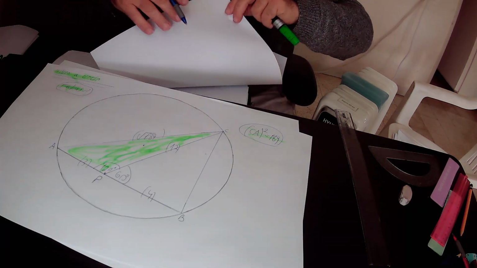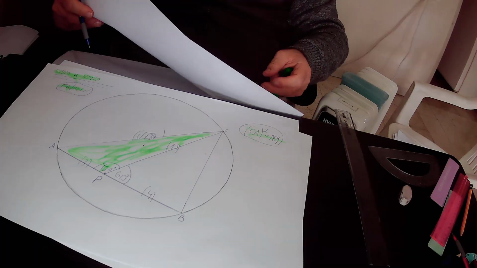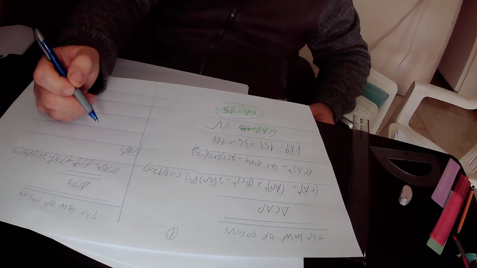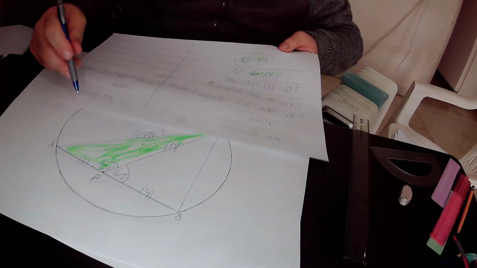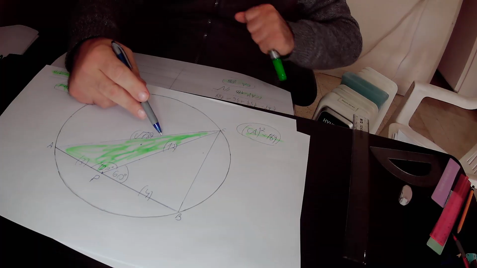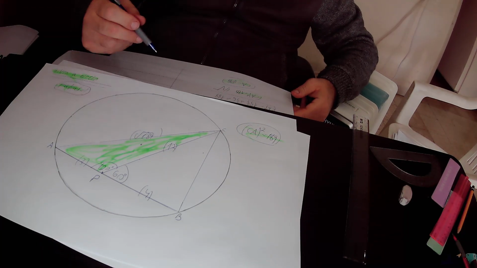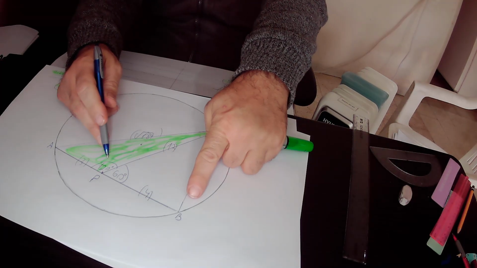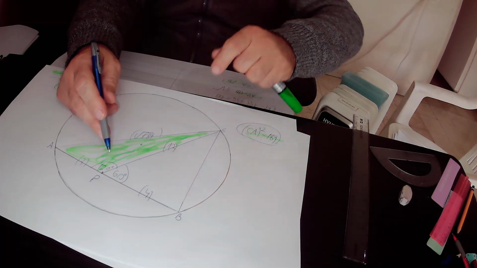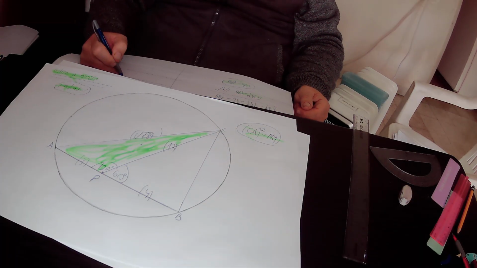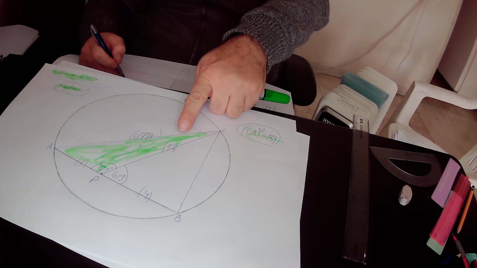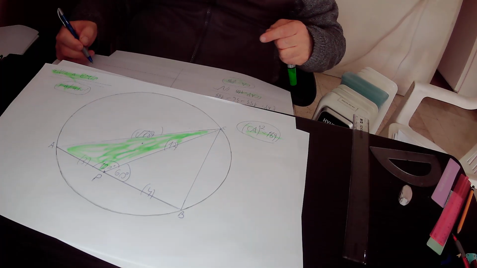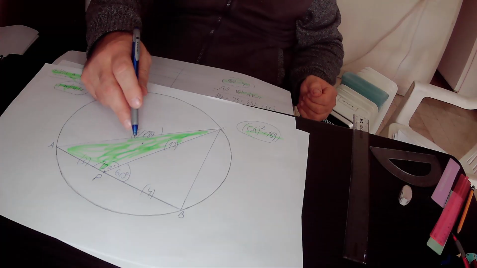CB is the missing side, so we leave it as it is. So CB square equals CP square. CP is 12, therefore CP square is 12 squared, that is 144, plus PB square. PB is 4, therefore PB square is 4 squared, that is 16. Minus 2 times CP, which is 12, times PB, which is 4, times cosine 60 degrees. Cosine 60 degrees equals 1/2.